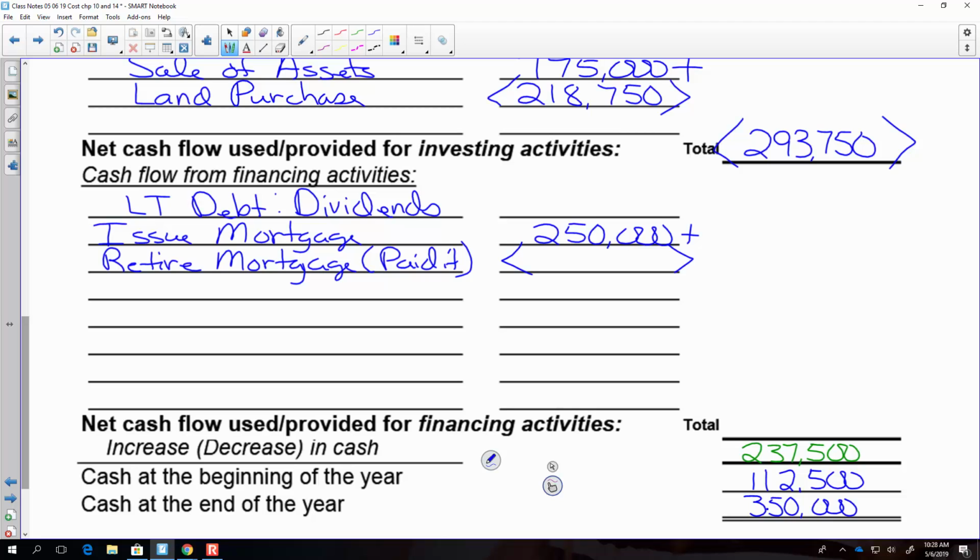And then what else goes in here? The dividends, which were how much? Says they were 225. I'm going to put the word paid here, not declared. By the way, what is the declared entry from intermediate? If I declare a dividend, what's the journal entry that's made? I debit what?